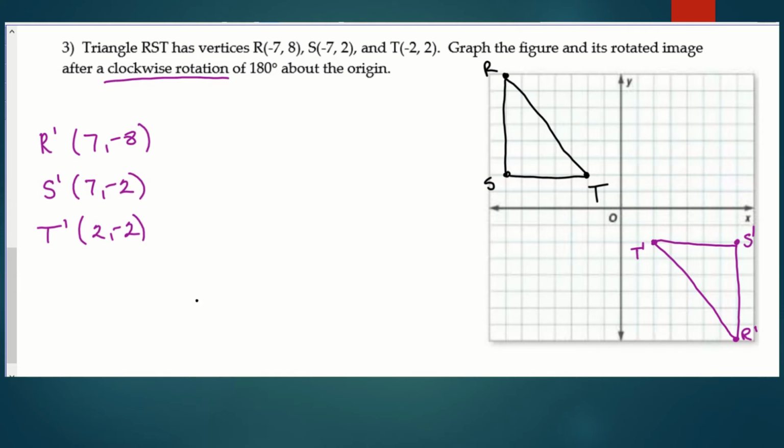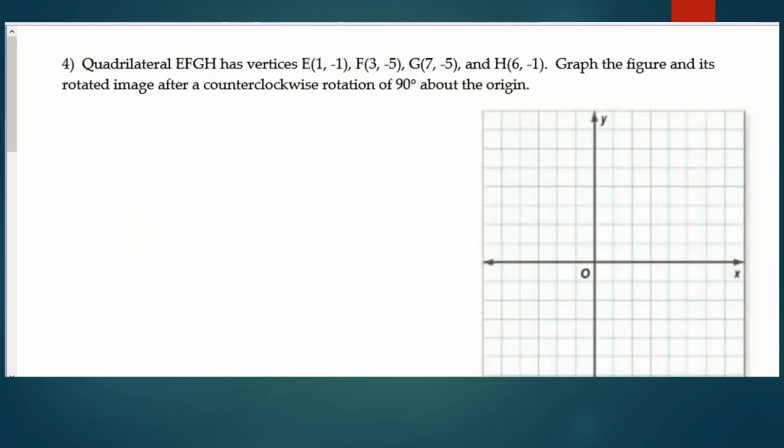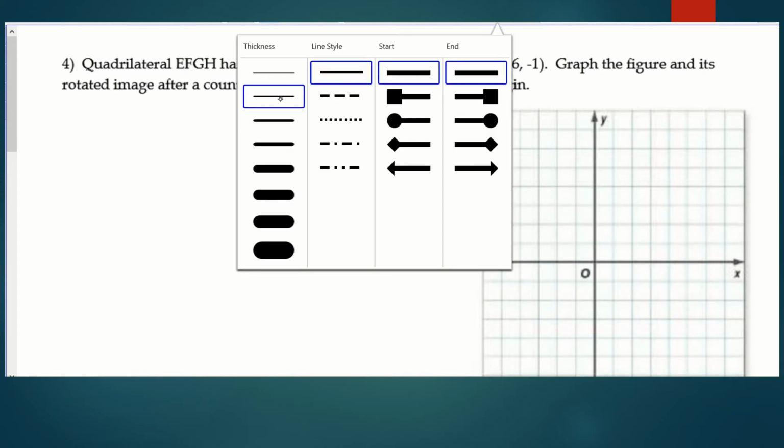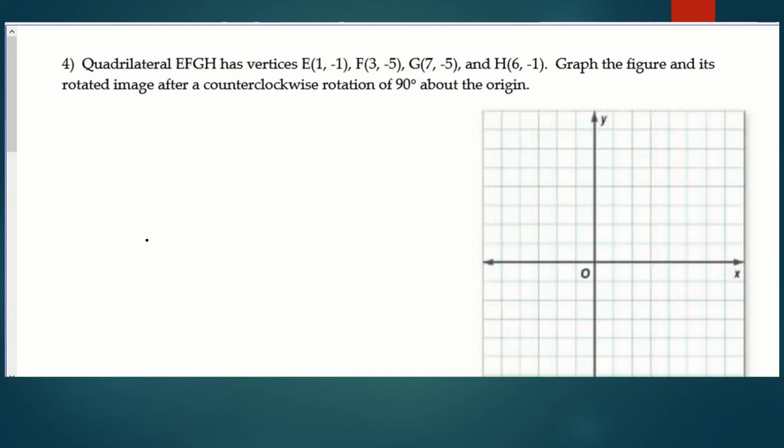All right, let's go to the next page. Now we're going to look at quadrilateral EFGH. So it has vertices at 1, negative 1, 3, negative 5, 7, negative 5, and 6, negative 1. Let's go ahead and graph that original figure because it does tell us to do so. So we're going to graph the figure and its rotated image after a counterclockwise rotation of 90 degrees about the origin. All right, so starting with the original, 1, negative 1.